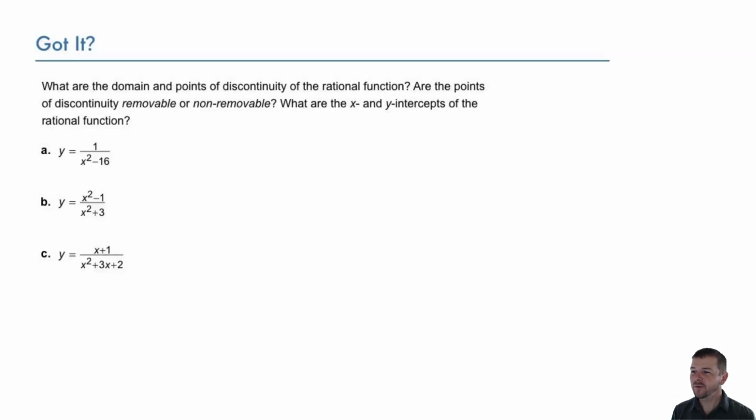Your turn. What are the domain and points of discontinuity of the rational function? Are the points of discontinuity removable or non-removable? What are the x and y-intercepts of the rational function? First, part A. y equals 1 over x squared minus 16. Note the denominator is a difference of squares. Part B. What about y equals x squared minus 1 over x squared plus 3? And part C, y equals x plus 1 over x squared plus 3x plus 2.